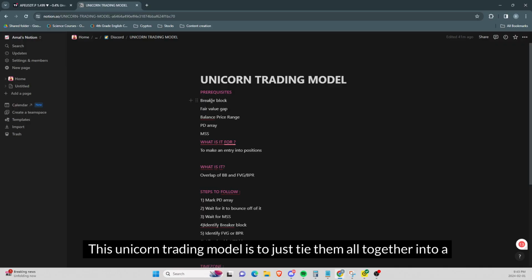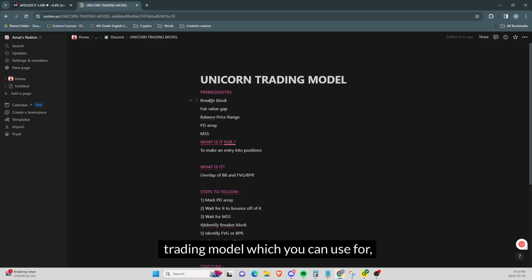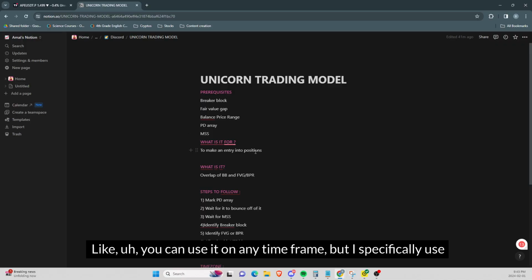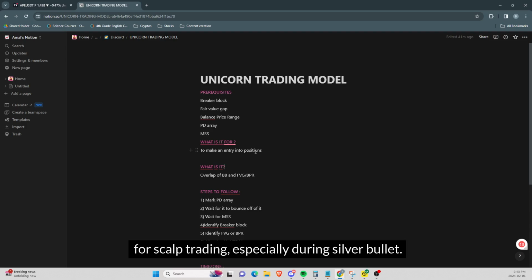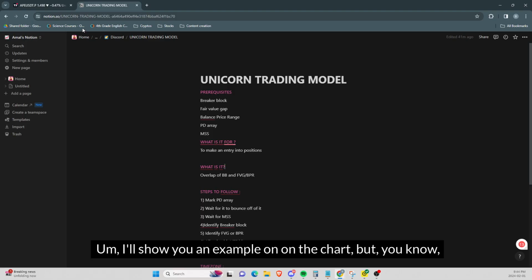This unicorn trading model just ties them all together into a trading model, which you can use for scalp trades specifically. You can use it on any time frame, but I specifically use it for scalp trading because I think this is the best strategy for scalp trading, especially during the Silver Bullet New York time. I'll show you an example on the chart, but right now let's get into it and try to understand what it is.